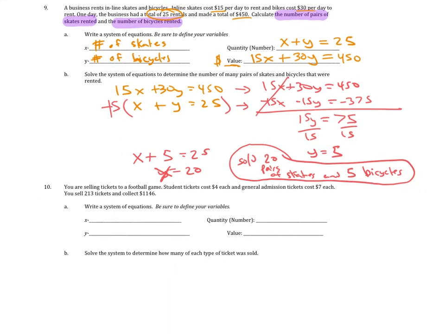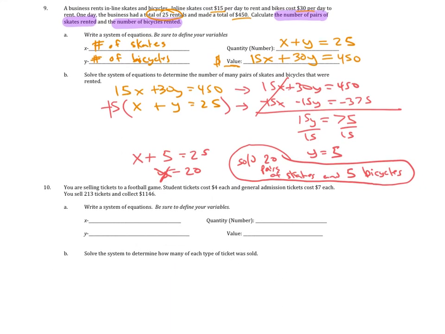Okay, I'm going to let you try 10. What are the two different things we're measuring here? How many of each type of ticket was sold? So we have student tickets and we have general admission tickets. So x is student tickets, y is GA tickets. And so first, take a second, and I'll put the answer up in a second. Write the two equations, and it's very similar to the equations from problem 9.